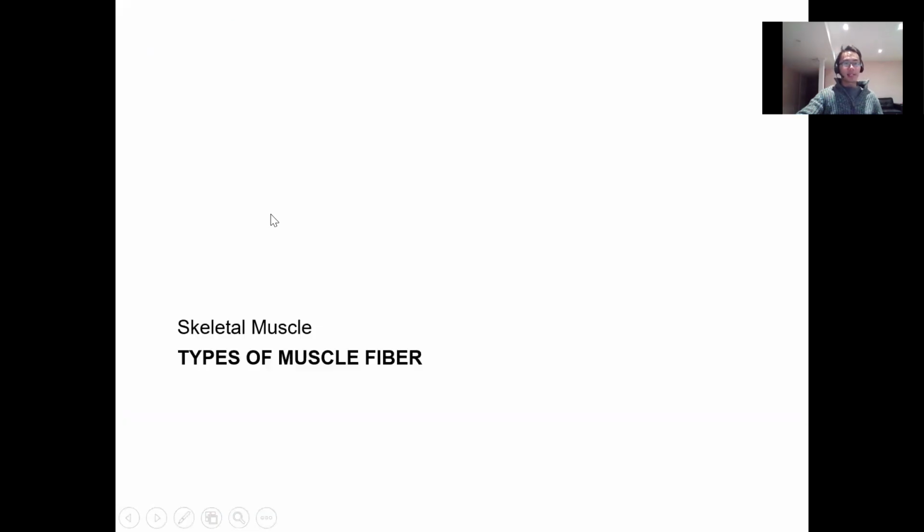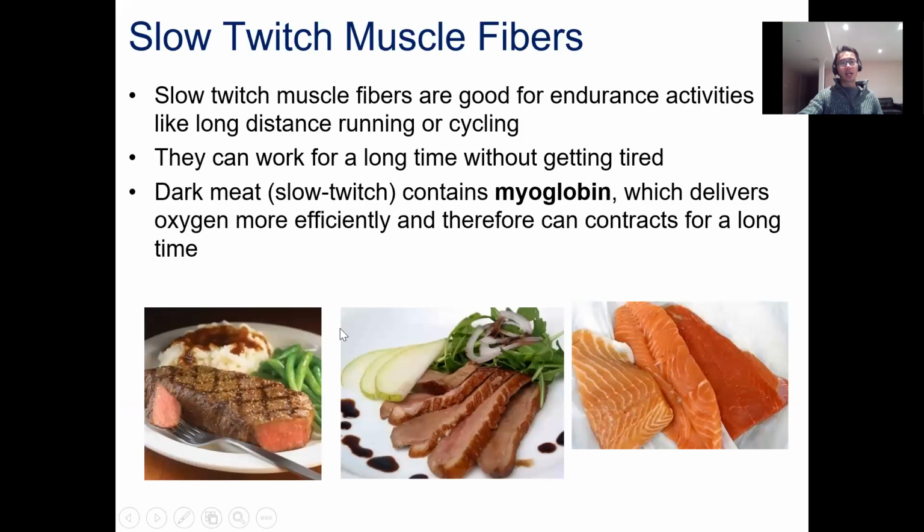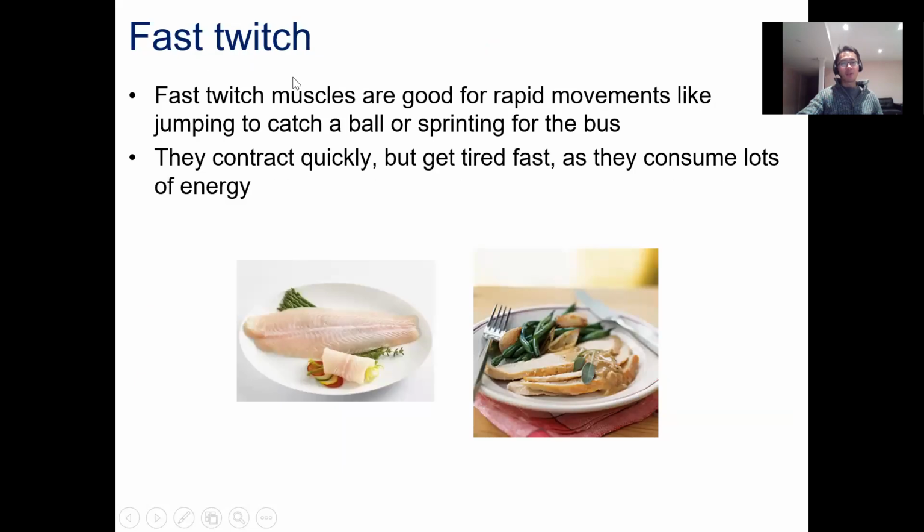Okay, last two slides. Hang in there, people. Types of muscle fibers. Muscle fibers are the same as muscle cells, right? So there are two types. One is called slow twitch fibers, and the other is called fast twitch fibers.